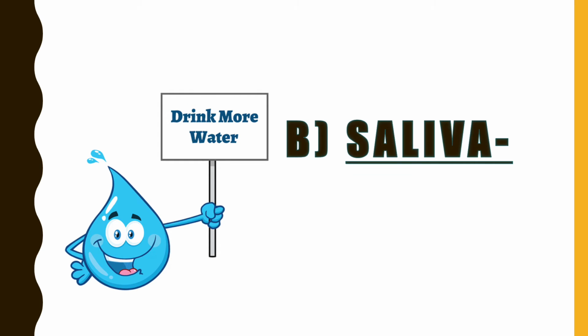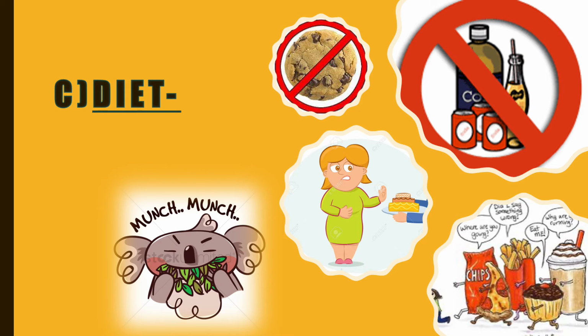The general rule of thumb is you're supposed to take almost 0.5 to 1 ounce of water for every kg of your weight. And the third way of preventing tooth decay is having a proper diet.